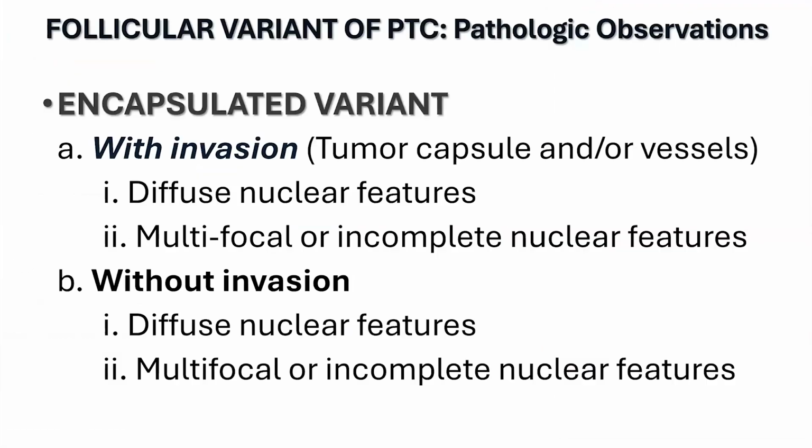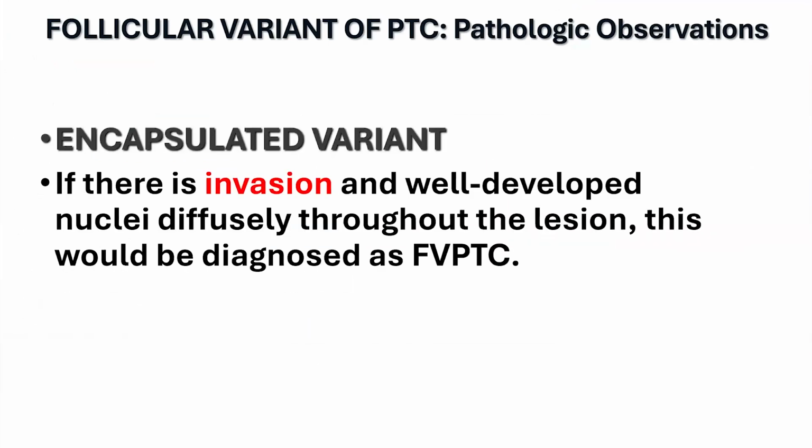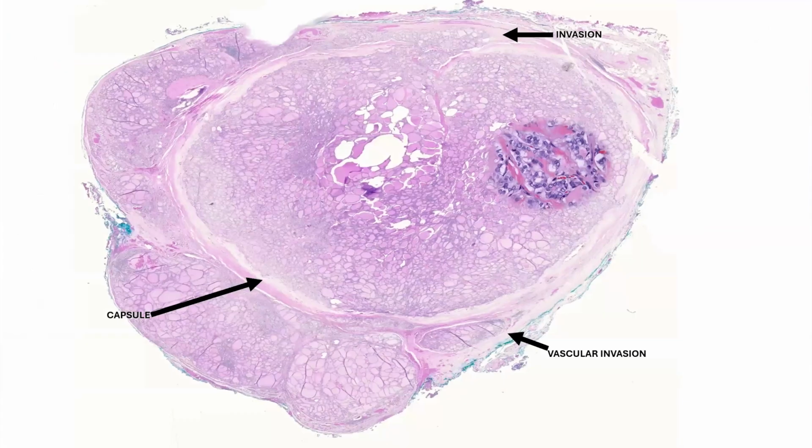With the encapsulated variant, we realized there were tumors that had invasion, that invaded similar to follicular carcinoma, that means the tumor capsule or vessels, or they had no invasion. And this is where the whole controversy came. Because we focused so much on nuclear cytology, you are going to have some observer variability. But this is one of the classic cases of follicular variant of papillary carcinoma, which is encapsulated.